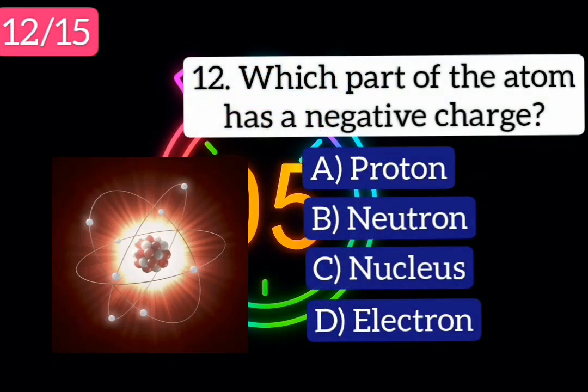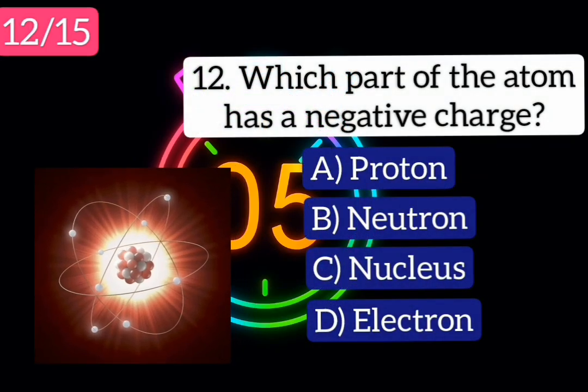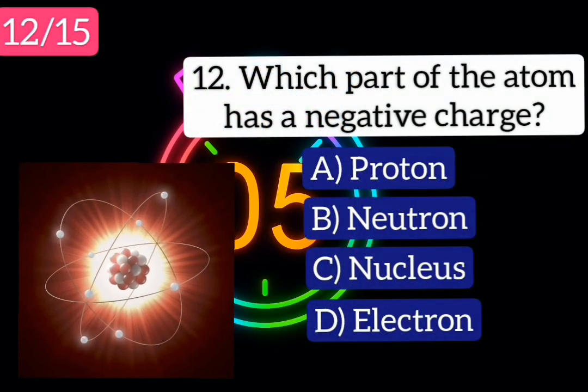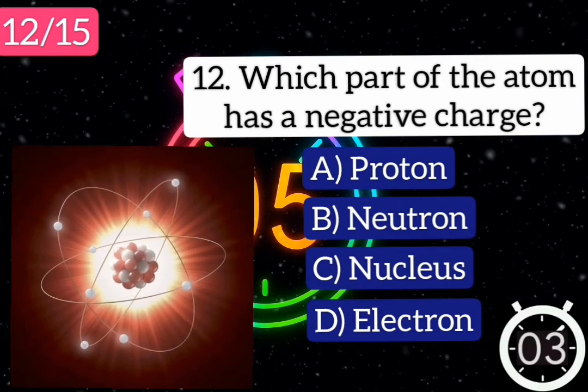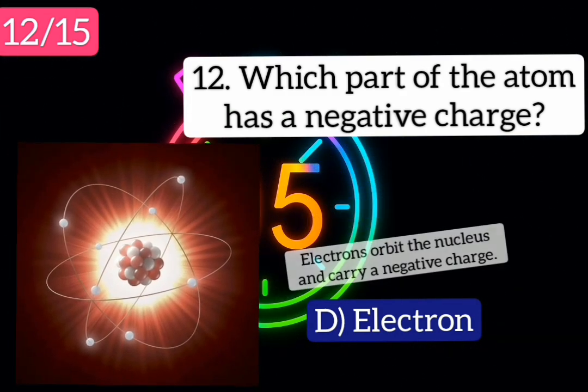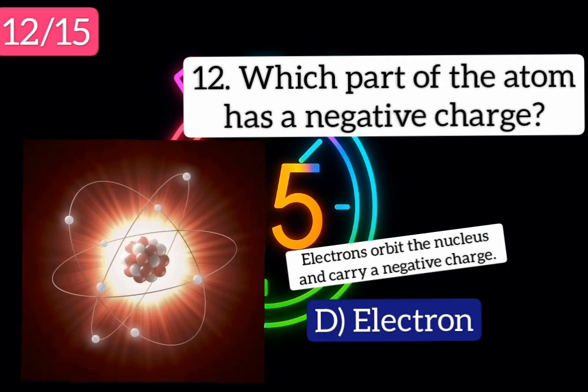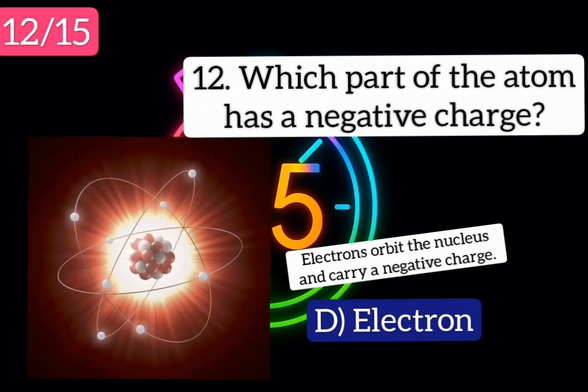Which part of an atom has a negative charge? Proton, neutron, nucleus, or electron? The answer, electrons. Electrons orbit the nucleus and carry a negative charge.